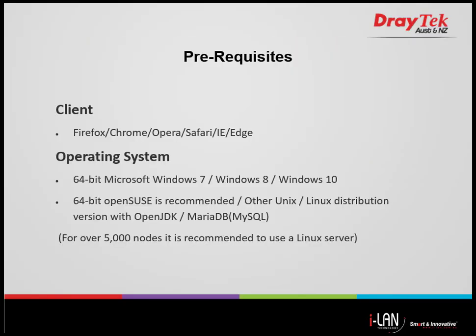To run the reports through ACS2, the web browser can be Firefox, Chrome, Opera, Safari, Internet Explorer, or Edge, and it requires 64-bit operating system with Windows 7, 8, or 10. ACS2 reporting also supports 64-bit OpenSUSE, Unix, and Linux distribution version with OpenJDK or MariaDB. If you have nodes greater than or equal to 5000, it's recommended to use Linux Server rather than Windows Server.